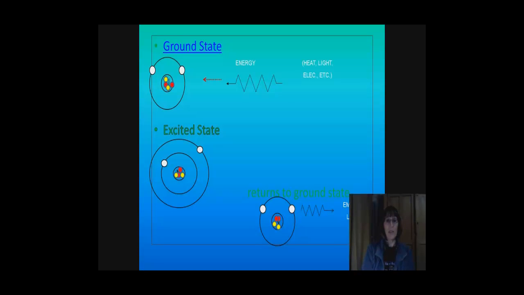Right, so here we have the same picture again. There's the ground state. That's normal. That's the original. And then you smack it with a photon, and it's going to jump up farther away, and it's in the excited state. Ultimately, it's going to return back down to the ground state.